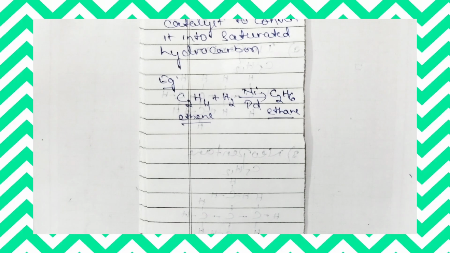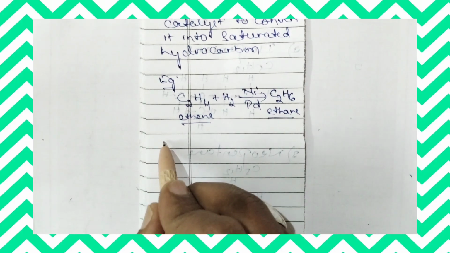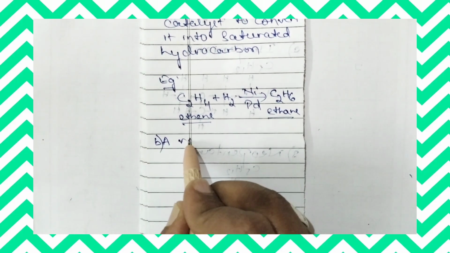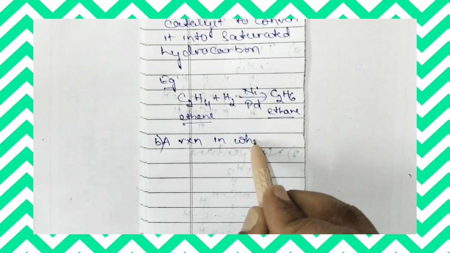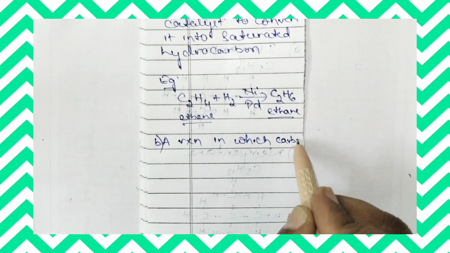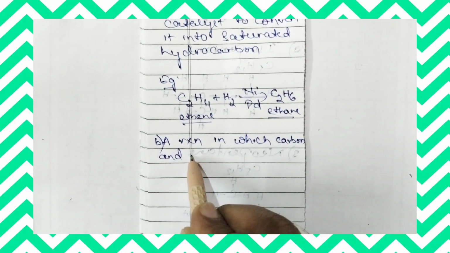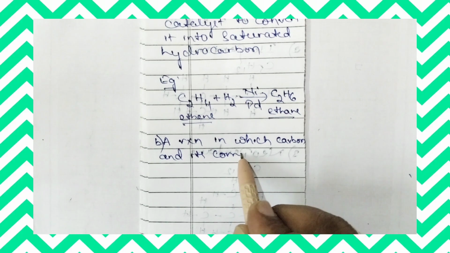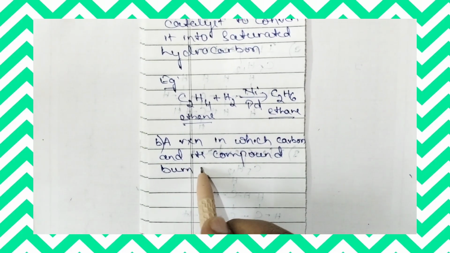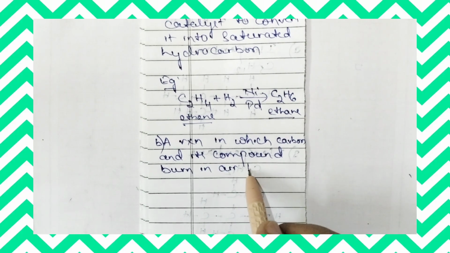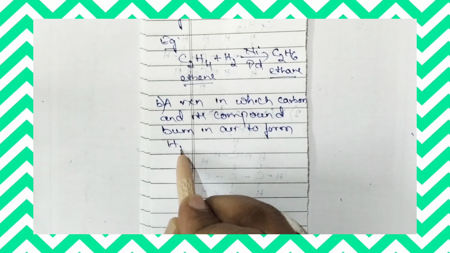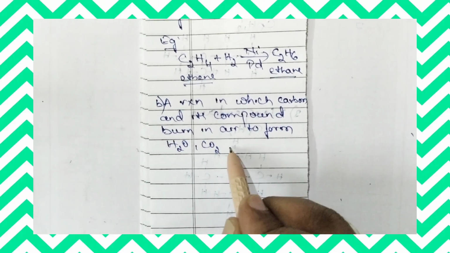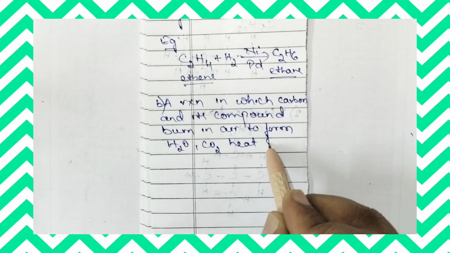Next, what is combustion reaction? So the B question: a reaction in which carbon and its compounds burn in air to form water, carbon dioxide, heat and light.